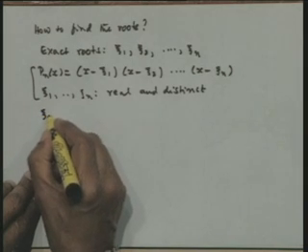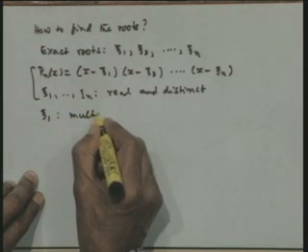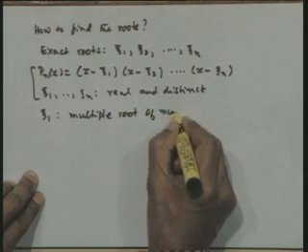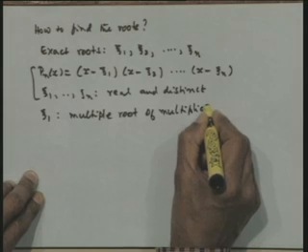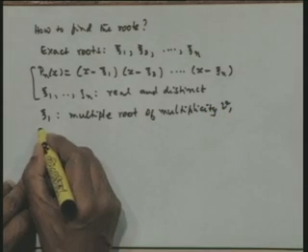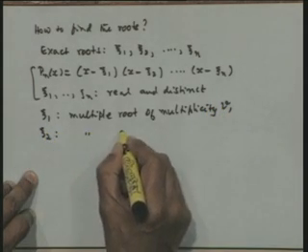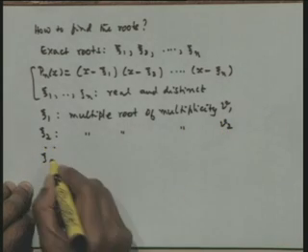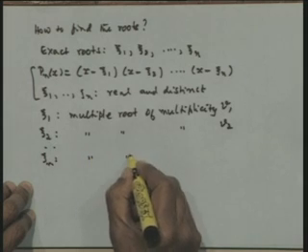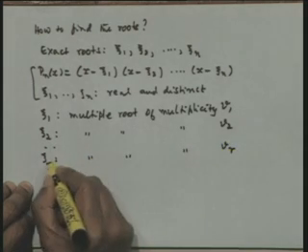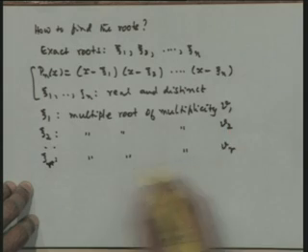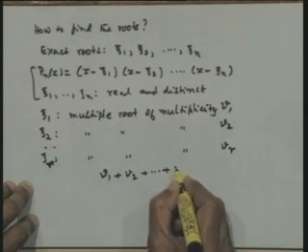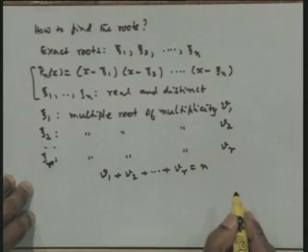Let us suppose that xi1 is a multiple root of multiplicity v1, and let us also take xi2 as a multiple root of multiplicity v2, and let us take all of them as multiple roots. Of course, the sum of these multiplicities has to be n, because the total number of roots is n.